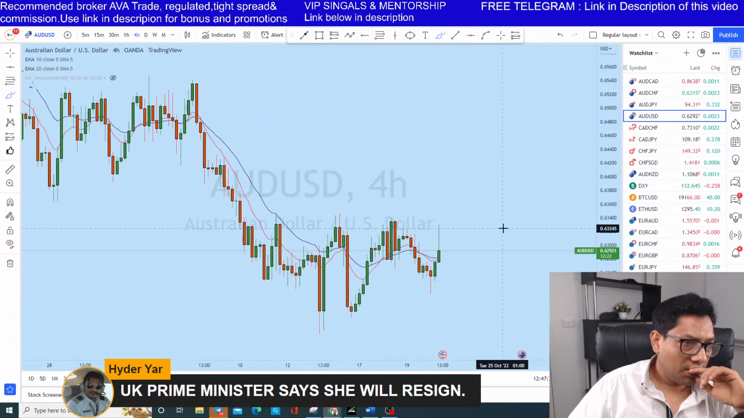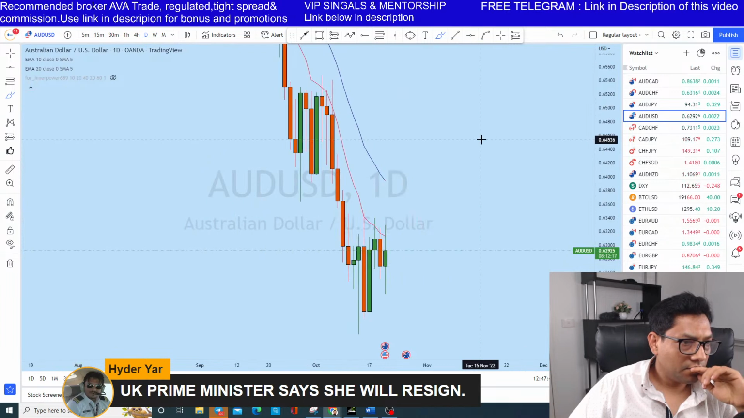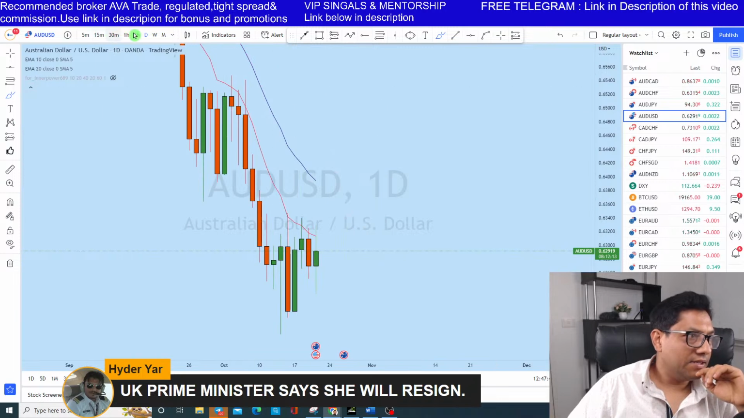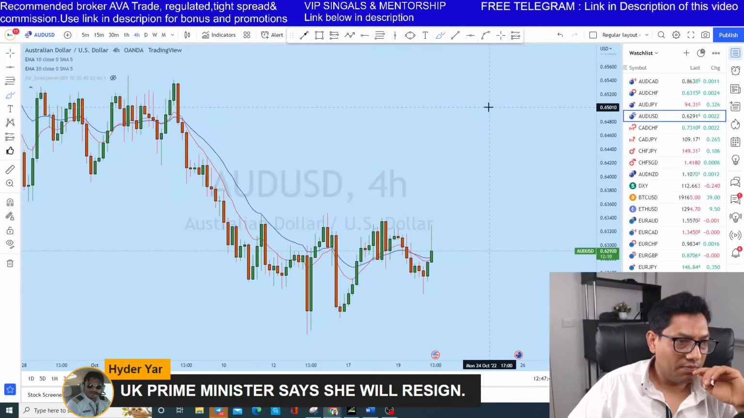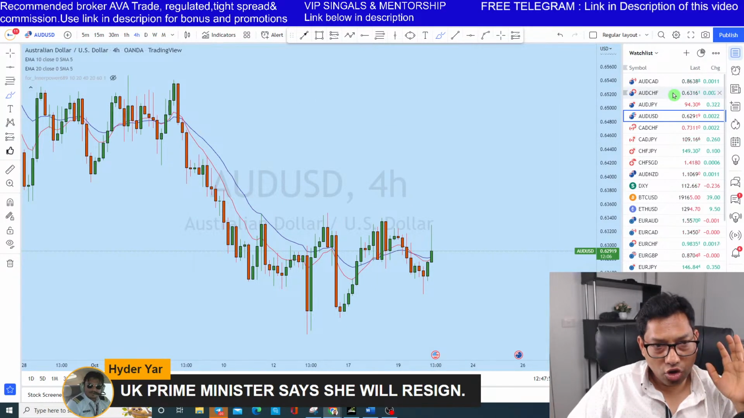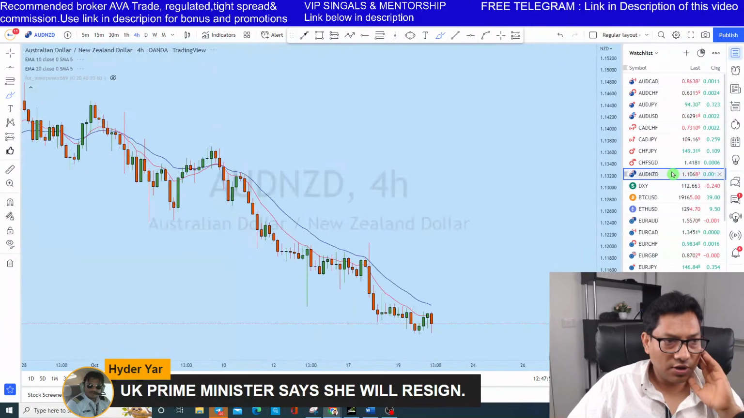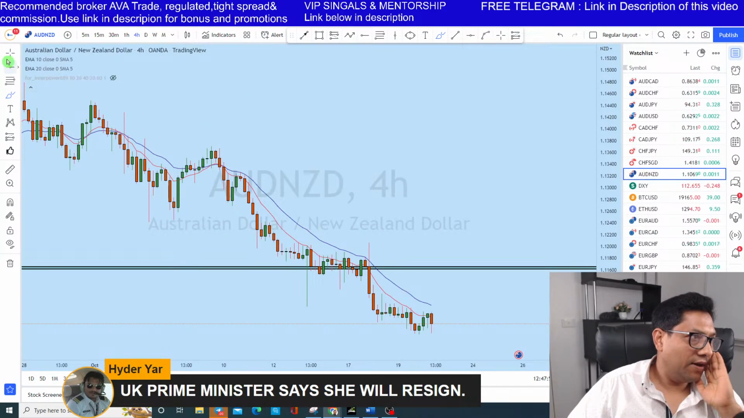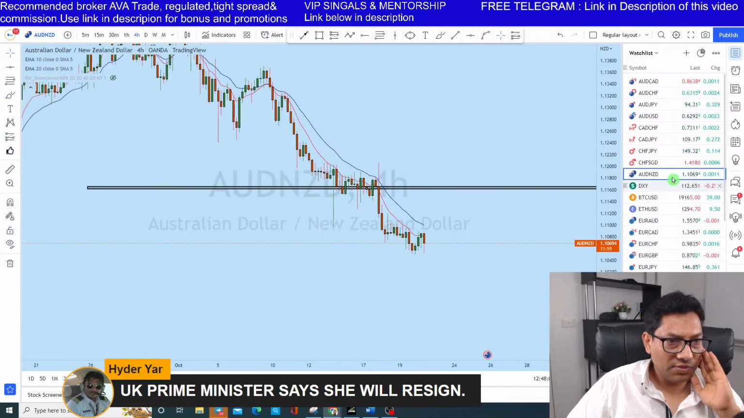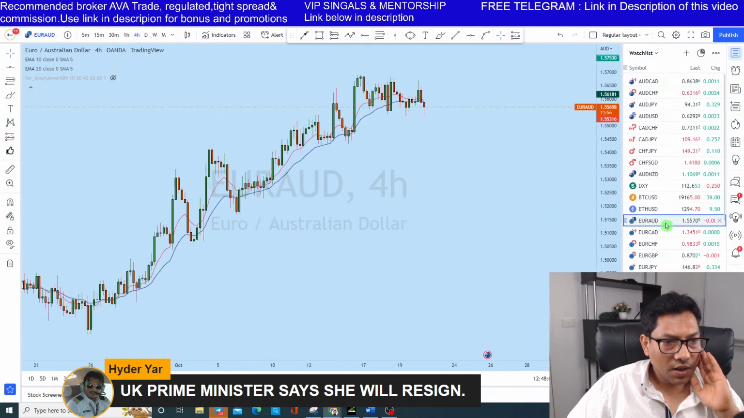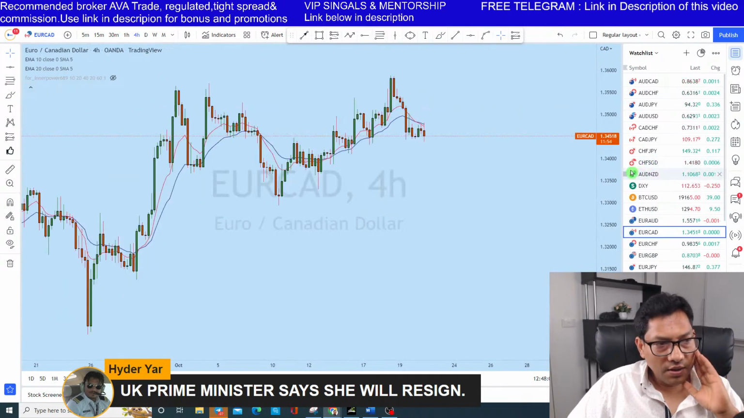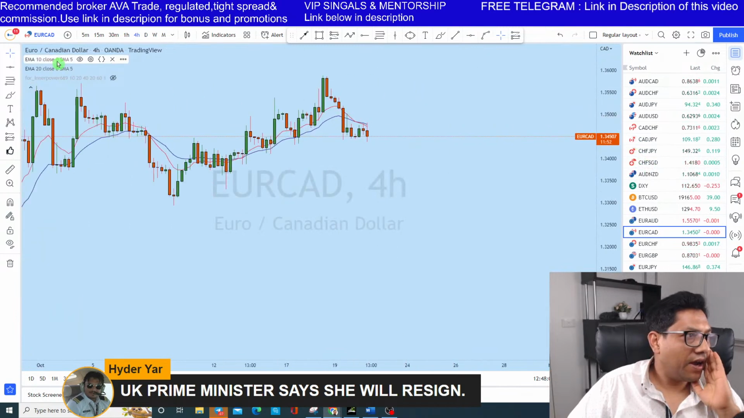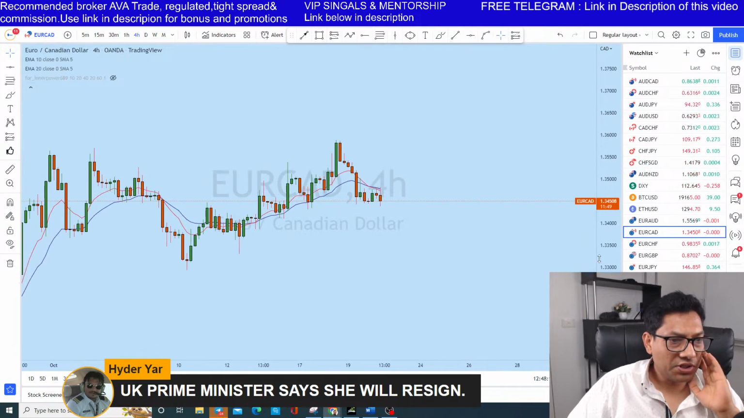The Aussie dollar has a spike. I think this spike is in fact giving us some opportunity. I think the dollar will get stronger afterwards. I strongly believe the dollar is getting some strength. Let me look at all the pairs to see how the price action is forming.